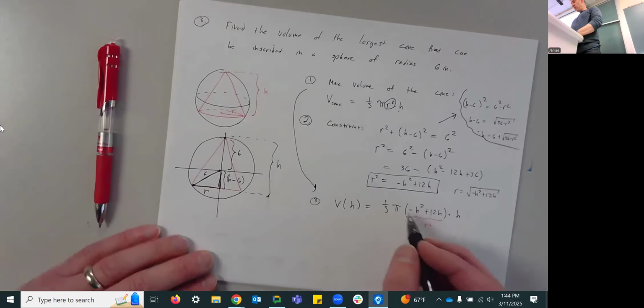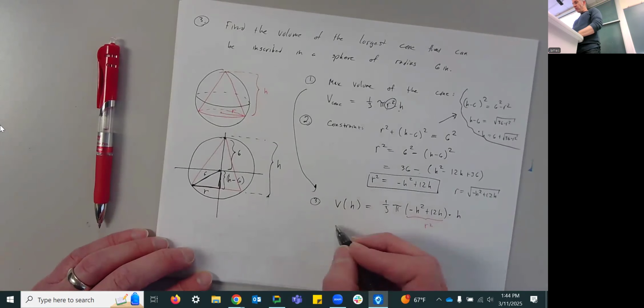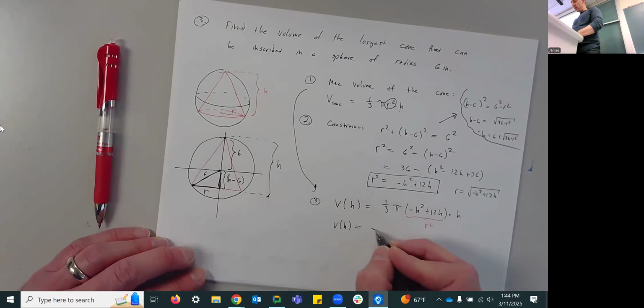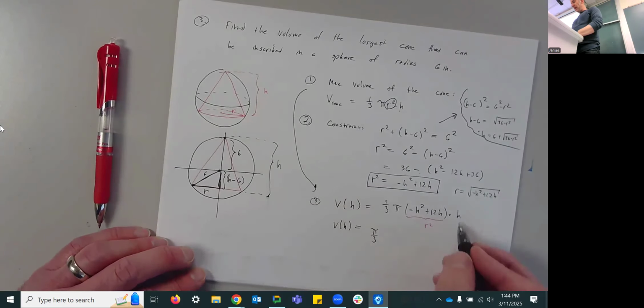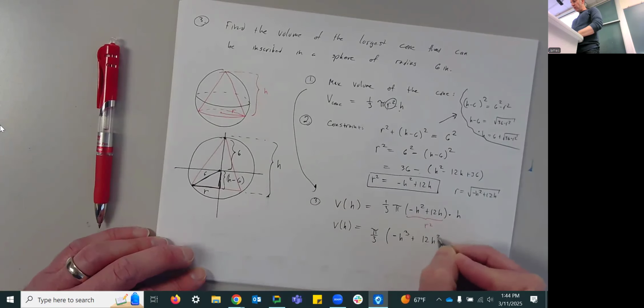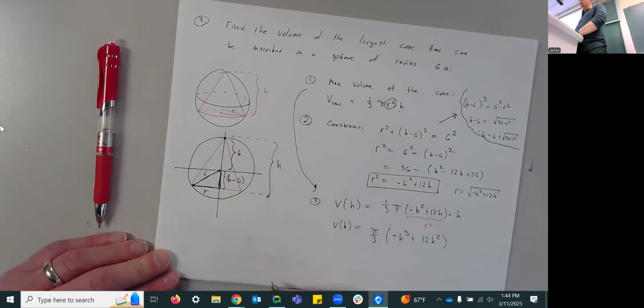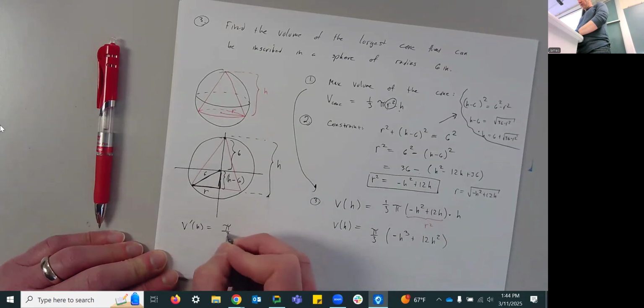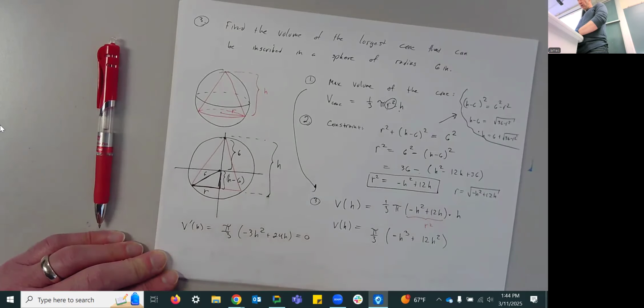So then I'm going to multiply the h through. When you're trying to simplify the thing you're going to differentiate, any constant multiples we can just leave out in front. So that pi over 3 just hangs out. But the h I want to distribute so I don't have to use the product rule. We've got negative h cubed plus 12h squared. Now we can take the derivative. The derivative is going to be, the pi over 3 still hangs out, I get negative 3h squared plus 24h. Set that equal to 0.